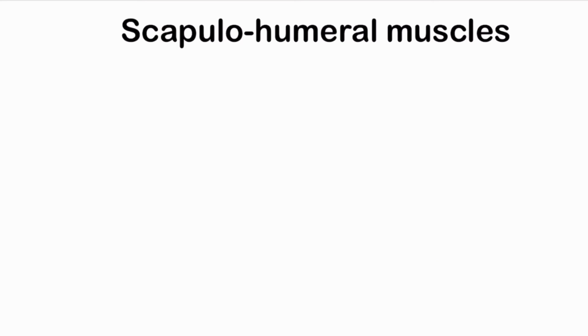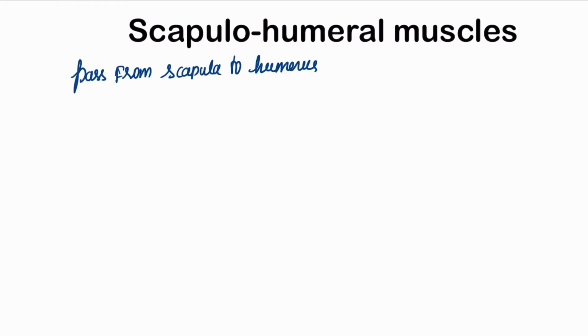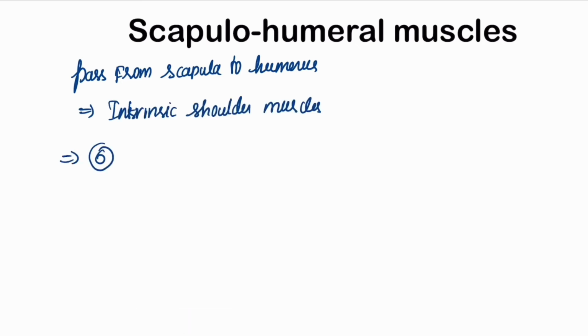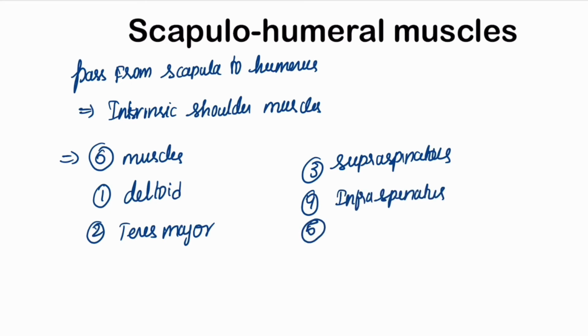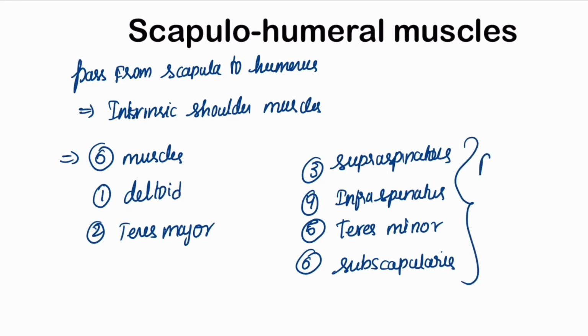Now let us look at the scapulohumeral muscles. These scapulohumeral muscles pass from the scapula to the humerus, and are also known as the intrinsic shoulder muscles. We have a total of 6 scapulohumeral muscles. The first one is deltoid, the second is teres major, the third is supraspinatus, the fourth is infraspinatus, the fifth is teres minor, and the last is subscapularis. Of these 6 muscles, 4 are also known as rotator cuff muscles.